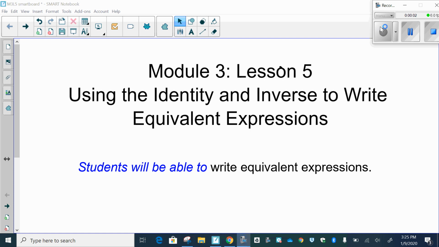Hi everybody. Today is Module 3, Lesson 5, using the identity and inverse to write equivalent expressions. Students will be able to write equivalent expressions.